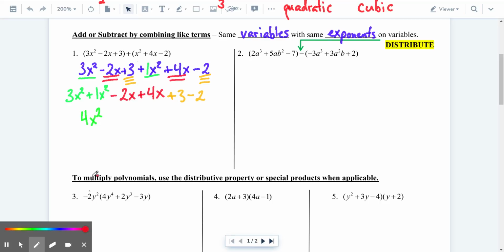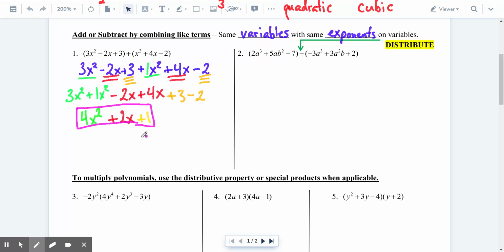After that, we have the minus 2x and the plus 4x. Same deal, negative 2 plus 4 is positive 2x. And at the end there, we have plus 3 and a minus 2, which is simply just plus 1. And you can take a look here. There are no more like terms to be combined. So this would be our final result: 4x squared plus 2x plus 1 is what we get when we add these two trinomials together.